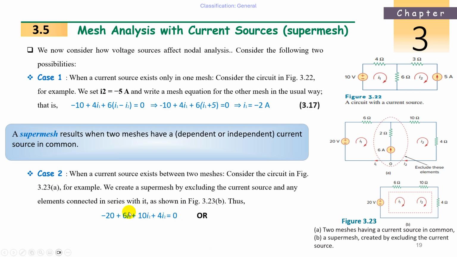We can rearrange this one. 6I1 plus 14I2 equals 20 will come if you rearrange and solve this equation. Now we need another equation because this has I1 and I2. We need two equations to solve the problem, right? We got only one equation. So for that, we need a node analysis. Check here.